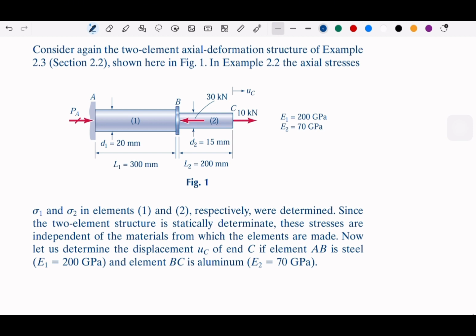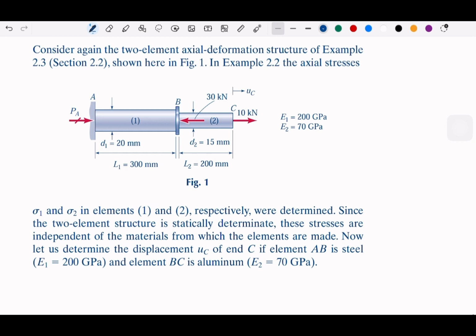But since we know this, we could still solve these questions. We could know what the equilibrium is. That's basically the statically determinate structure. So based on the statics, based on the equilibrium, we could know the reaction forces. That's basically the definition of a statically determinate structure. So the question here says that the stress 1 and 2, respectively, were determined, based on all the areas and all the forces, right?